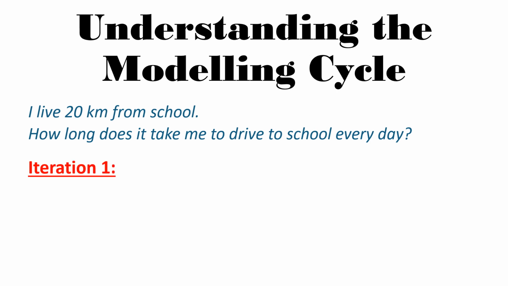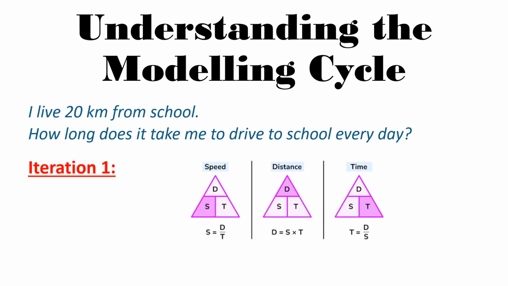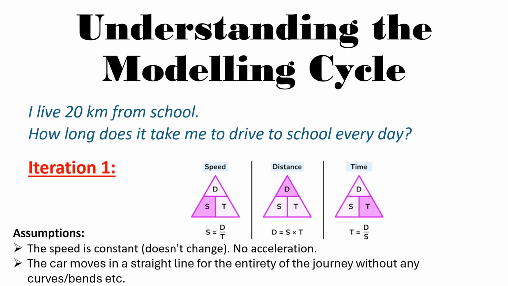The first thing I might do is start really, really simply and say, okay, let's look at just using our distance, speed, and time. So our DST triangle, you've learned this at Junior Cert Maths, you've learned this at Junior Cycle Science. And the main assumptions we have here is that the speed is constant. It doesn't change. So we have no acceleration, and that the car moves in a straight line for the entirety of the journey without any curves or bends.